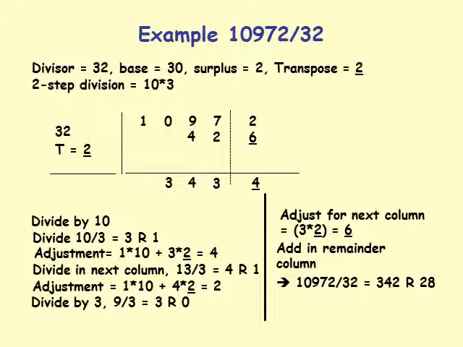So that means I have a remainder: 10972 divided by 32 has a remainder of negative 4. I have to borrow 1 from the quotient, so it becomes 32. This is minus 4 plus 32. Okay, so that means it becomes 342 remainder 28. Okay, let's continue.